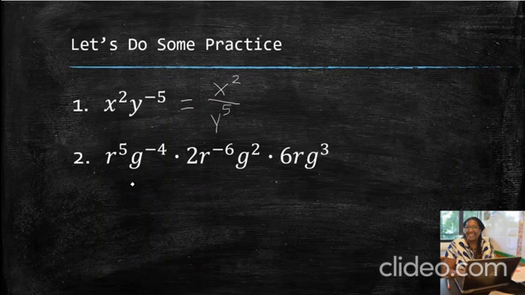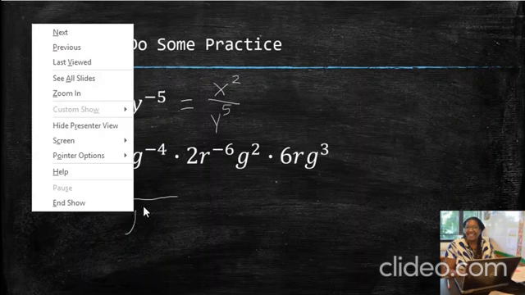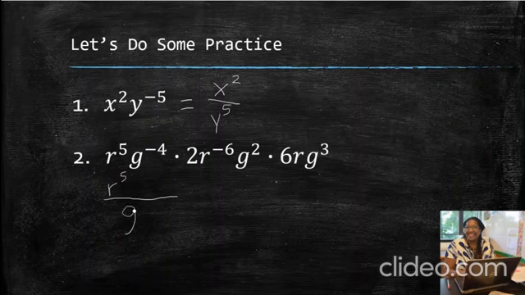For our next problem, we have r to the 5th, g to the negative 4, times 2r to the negative 6, g squared, times 6rg to the 3rd power. I'm going to go ahead and put in a fraction bar because we can work with everything that's there. R to the 5th, already positive, so we can put it up here in the numerator. G to the negative 4, this negative exponent here means that it needs to move to the other part of the fraction. So let's do g to the 4th.